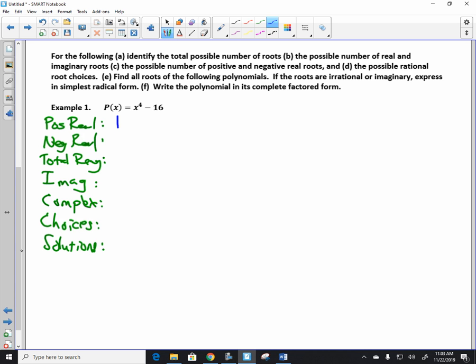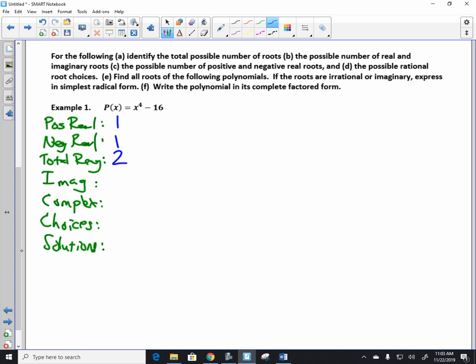Great. How about the number of negative real? Yeah, p of negative x, it doesn't change, so I have 1 negative real. So how many total real do I have? I have for sure 2. Because if I have 1 positive and 1 negative, that is for sure 2, correct? So I don't have to subtract 2 in that scenario.